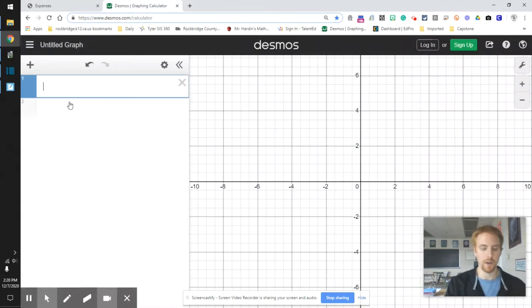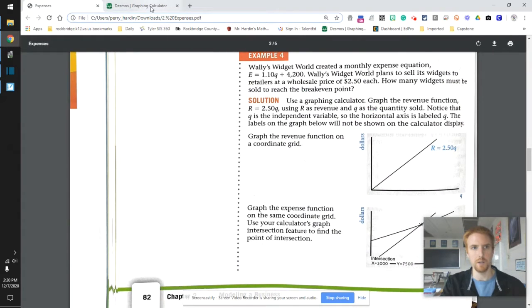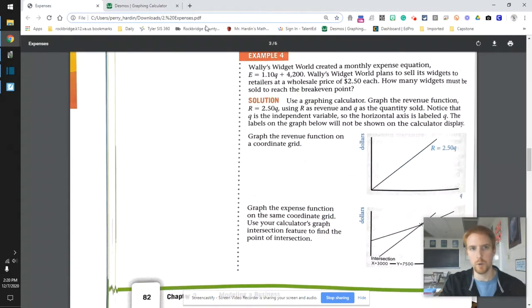All right, so I'm going to go ahead and do it in Y and X because that's how you typically graph something. So first up, the expense, 1.10Q, but I'm going to put 1.10X plus 4,200.